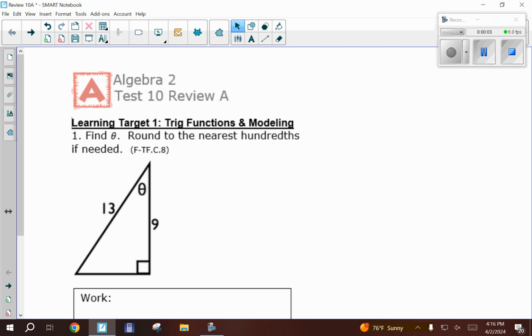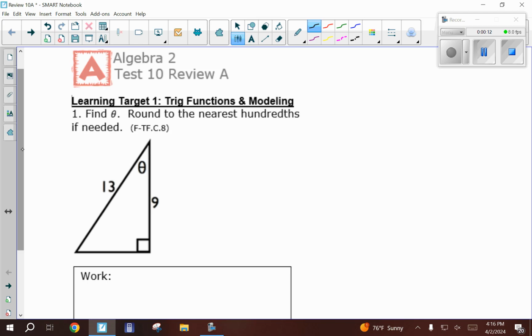Okay, so for the trig test, question 1 says find theta. Remember that theta is just an angle, and it also says to round to the nearest hundredth. So what we need to do here is figure out what sides they've given us.